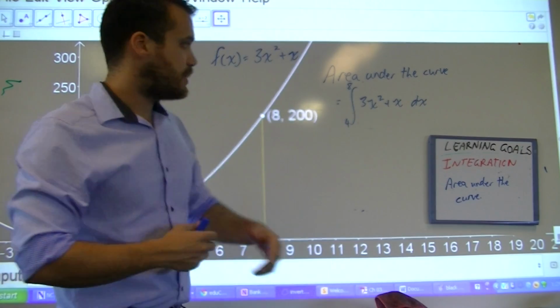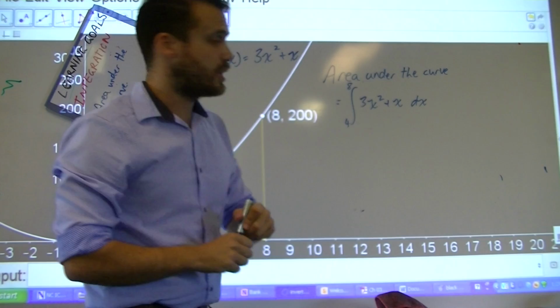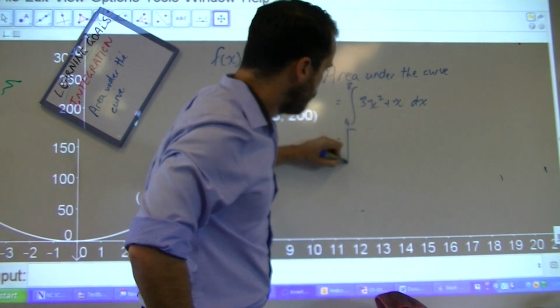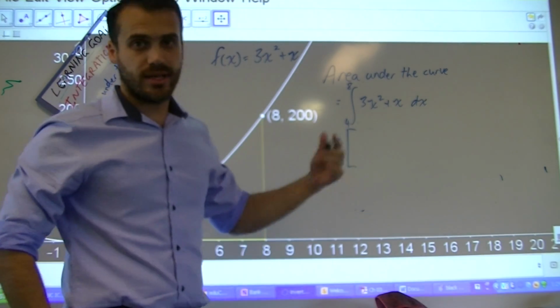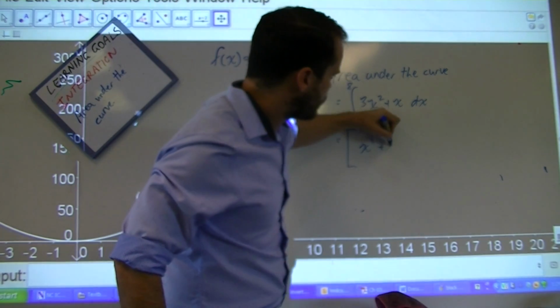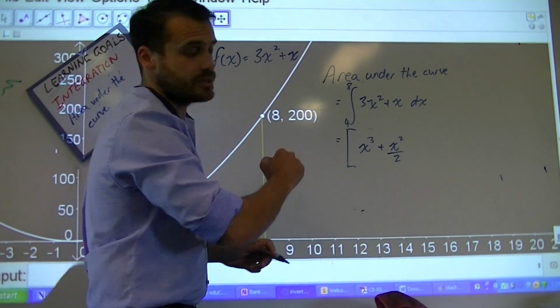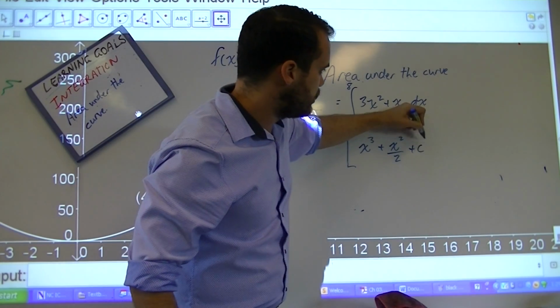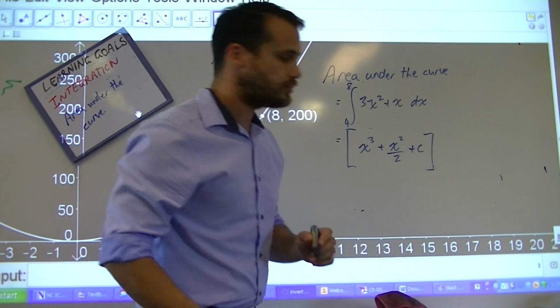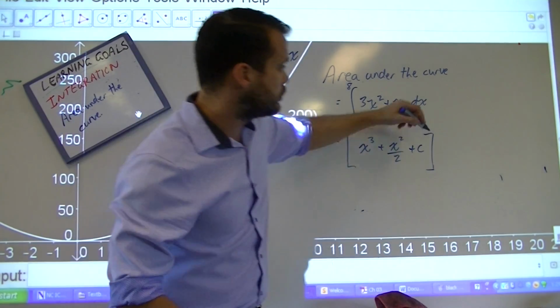Now your next step here should be fairly straightforward, fairly easy. Find the integral of 3x squared plus x. Open brackets up, big square brackets, that's the convention. x cubed plus x squared on 2. That's the integral of this. Don't forget your plus c on the end. And then with these square brackets, again, between 8 and 4.